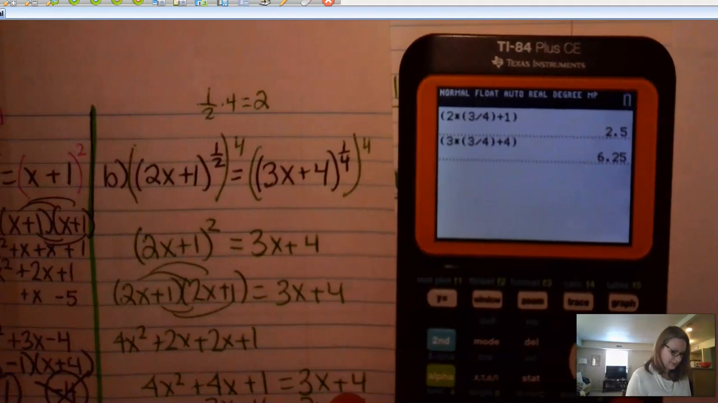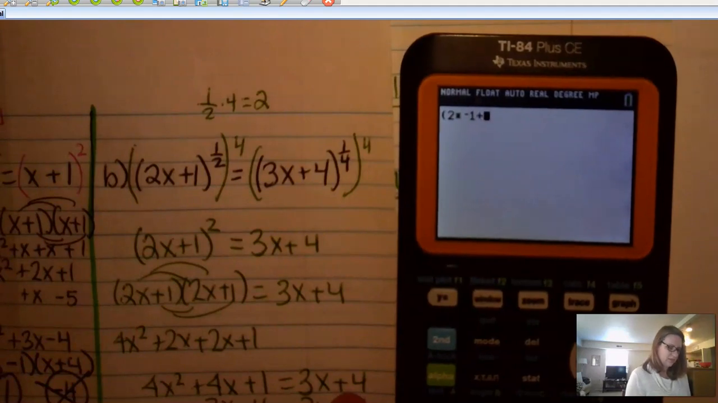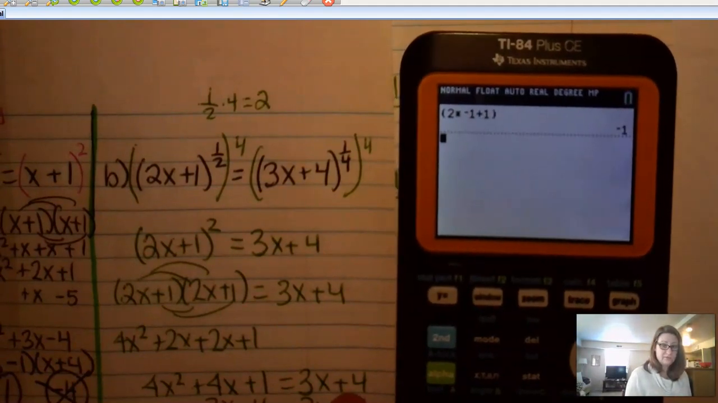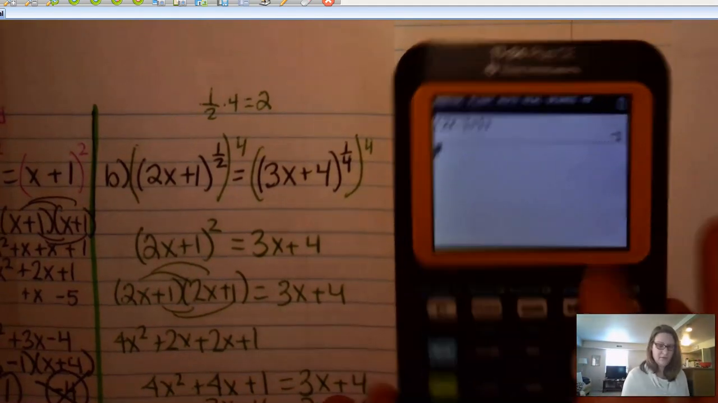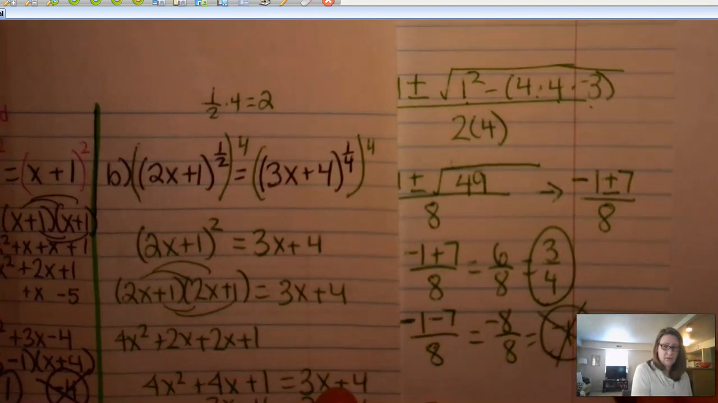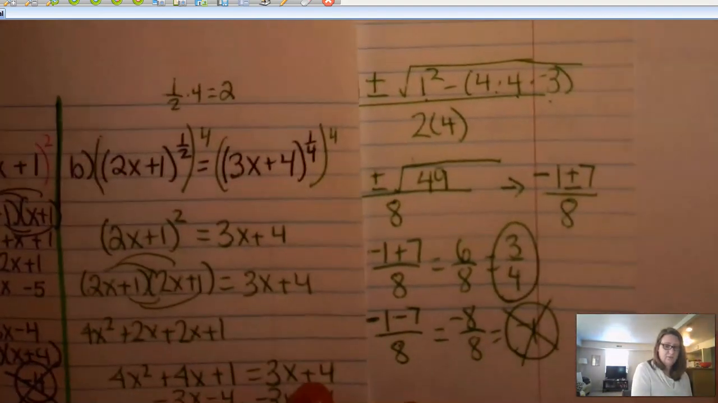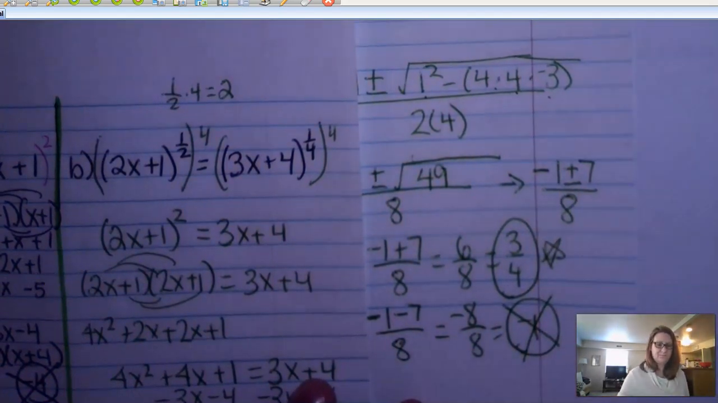Now, the other number we've got to plug in is the negative 1. So if I do 2 times negative 1, and I add 1 to that, we're trying to take the square root of a negative. So immediately I know that I'm going to have an extraneous answer. This negative 1 is not going to work, and the 3/4 should be our only answer there.